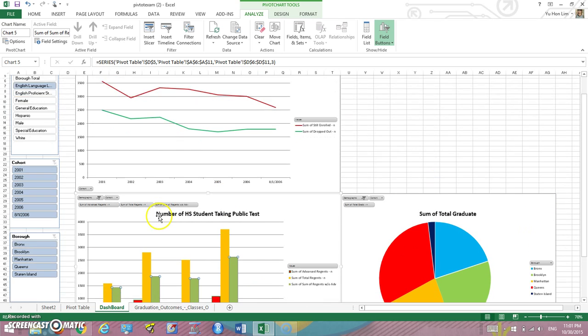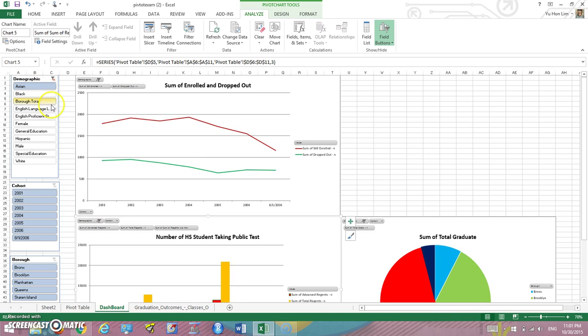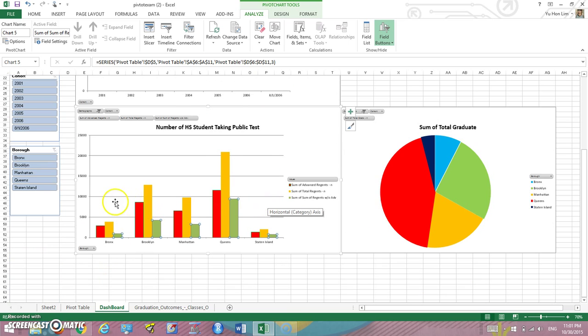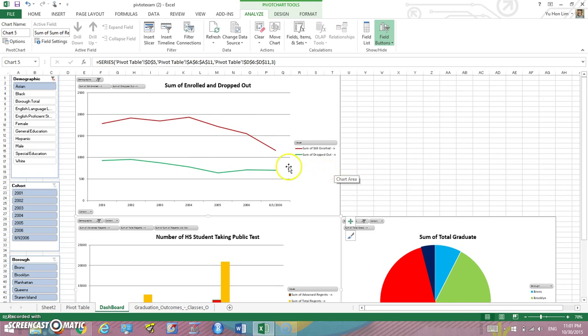The reason I created this chart is to calculate the demographic dropout and enroll rate from 2001 to 2006. On the second chart, I'm doing a comparison between each of the five boroughs to see how many students take the Regents. And by this chart, I would like to show which borough has the highest graduation rate. Okay, let's look at the Asian students.